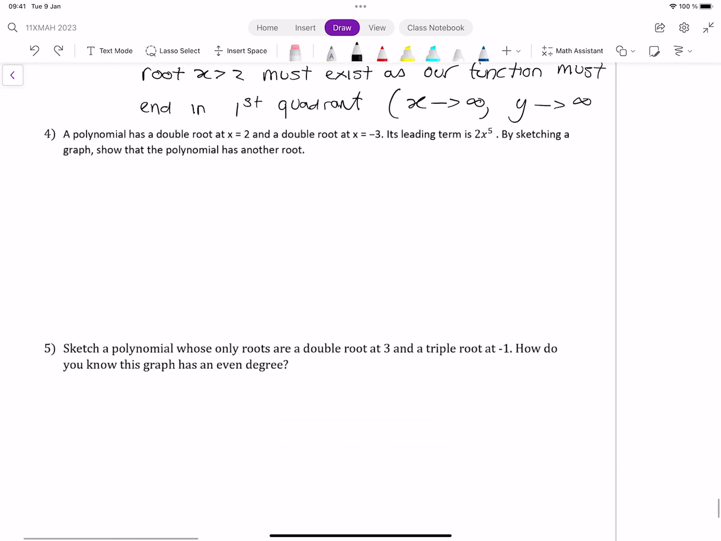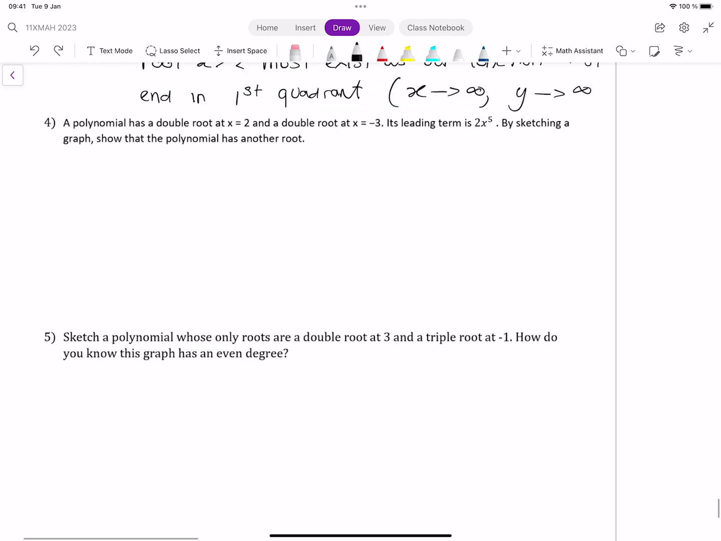Okay. Question number 4. A polynomial has a double root at 2 and a double root at minus 3. Its leading term is 2x to the power of 5. So this is telling me it's a positive function and it's cubic looking. So we know that it has a double root at 2 and a double root at minus 3. So we're going to draw this.